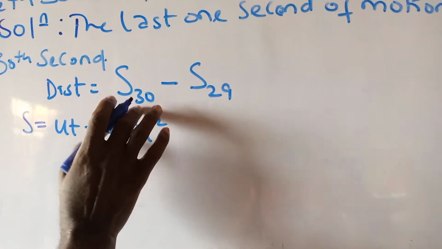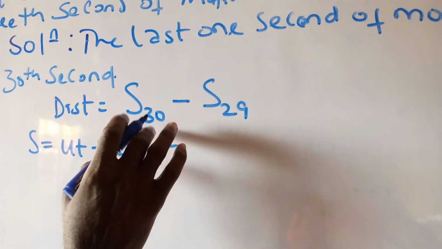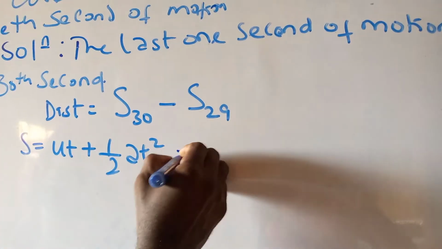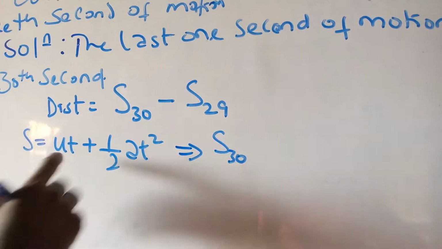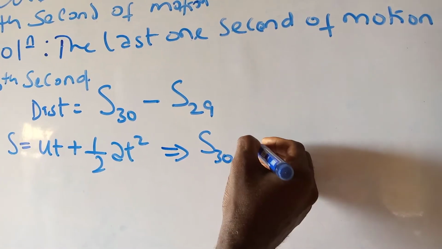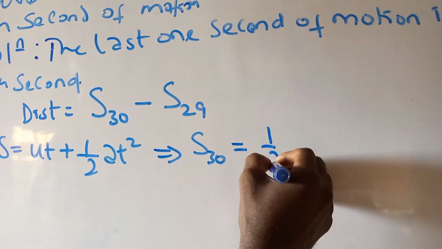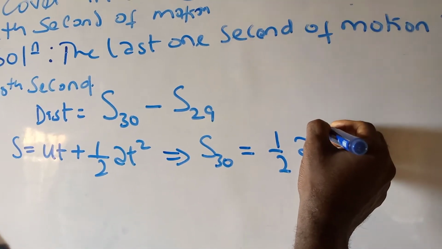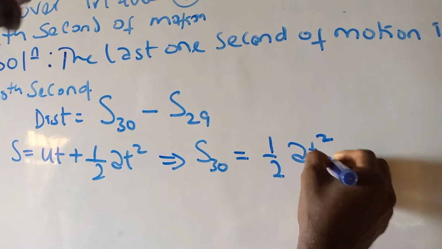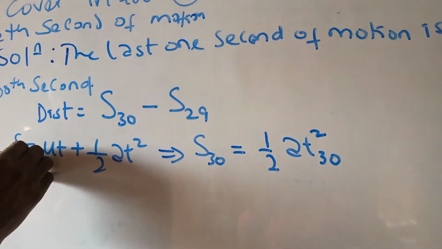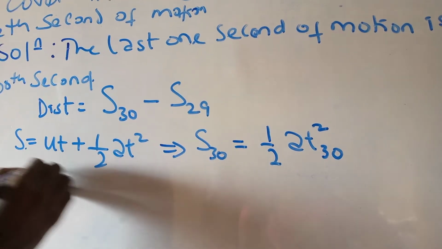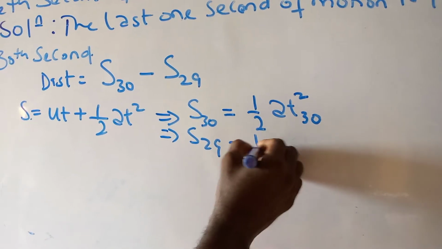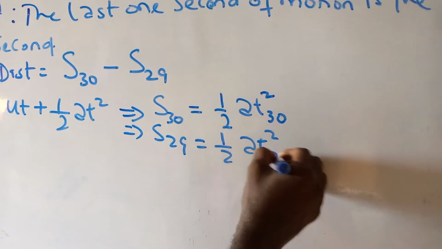So let's start with the first one here. The first one here is S30. So let's do S30 first. For S30, the initial velocity is 0, don't forget. So it gives half at squared, and the time is 30. Then that's for S30. For S29, it will be the same thing, half a t squared with 29.